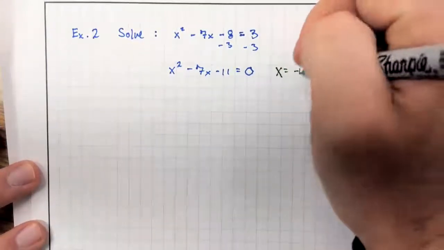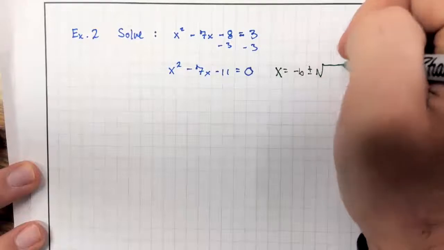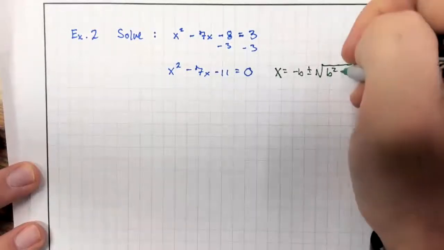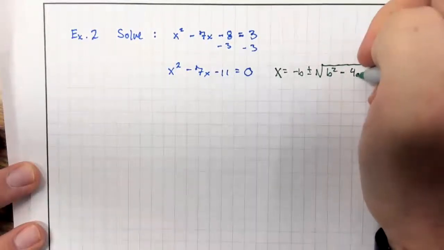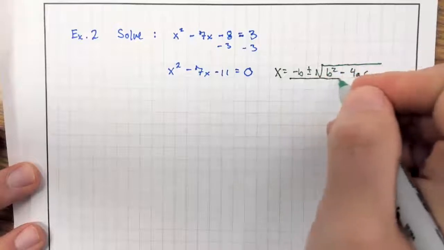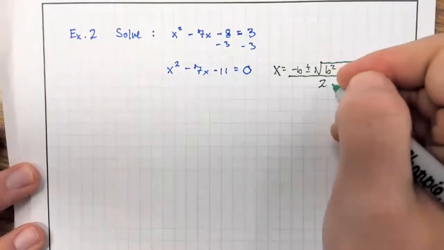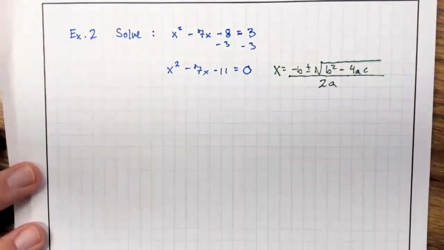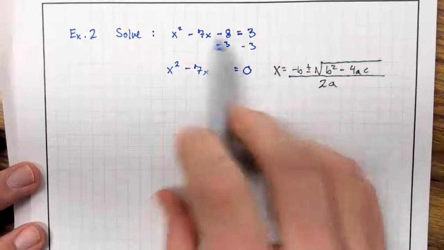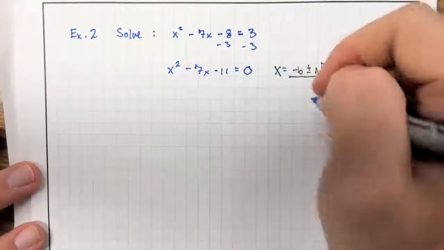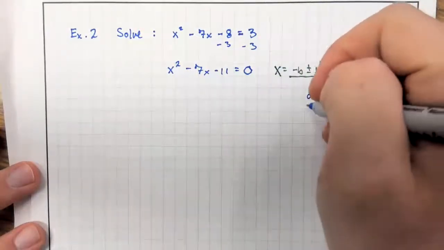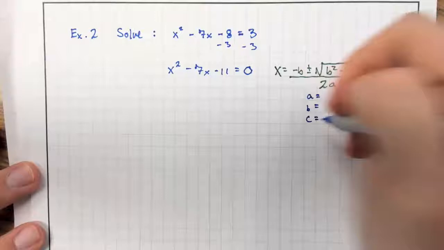X equals -b plus or minus the square root of b squared minus 4ac all over 2a. All right. So let's go ahead and work through it then, right? So we need 3 things to use this formula. We need to know the value of a, we need to know the value of b, and we need to know the value of c.